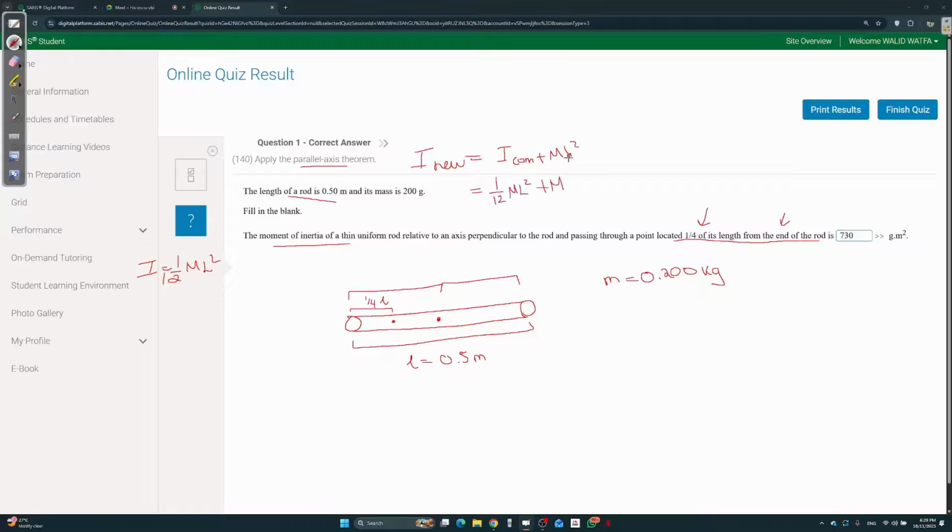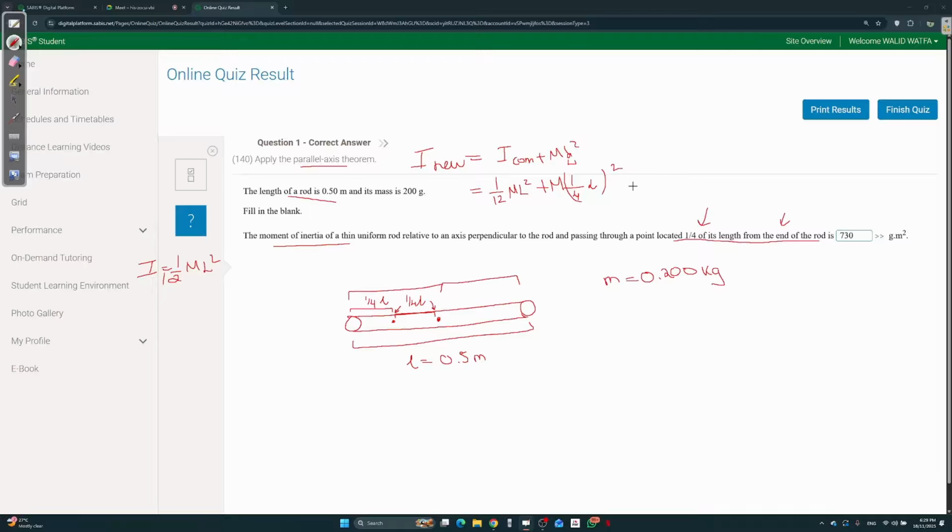md squared. What's d? D is the distance between the two center of masses, between the two axes. My old axis was the center. My new axis is over here. What's the distance between these two? Isn't it a quarter of the length? Yes. So I'm going to put 1 over 4 L, all squared.